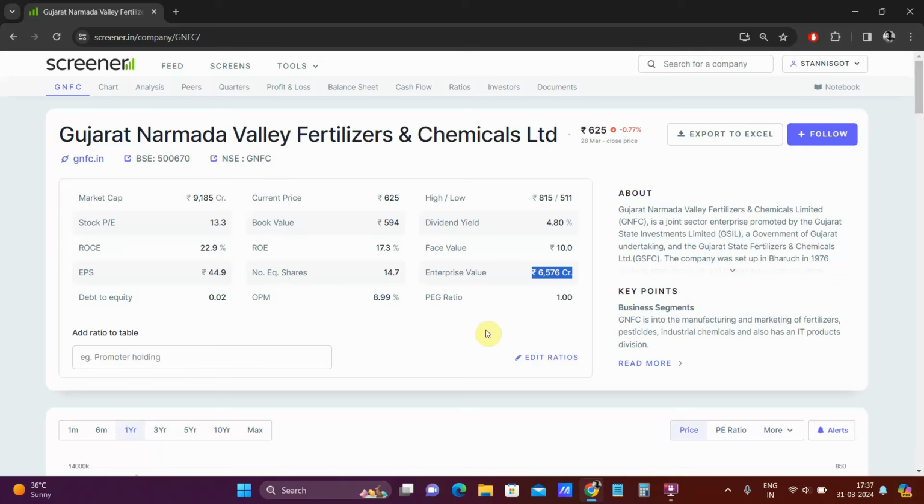So this is how enterprise value will help you to identify whether the sales to market cap is too much or too low, right? So this is what will help most of you in taking a proper decision.